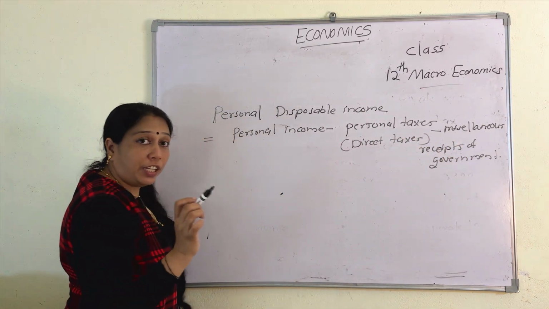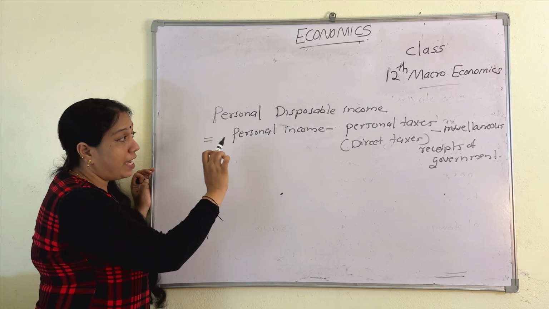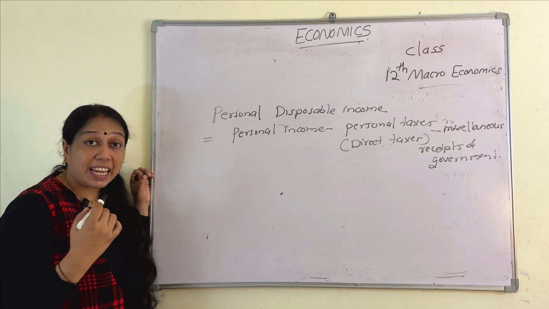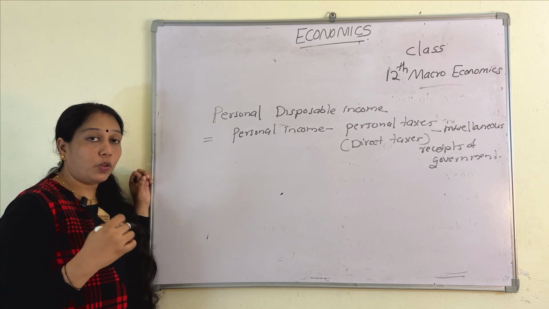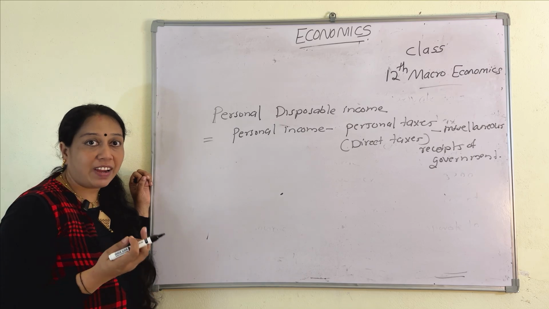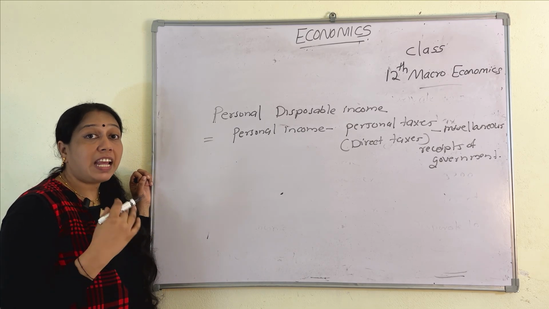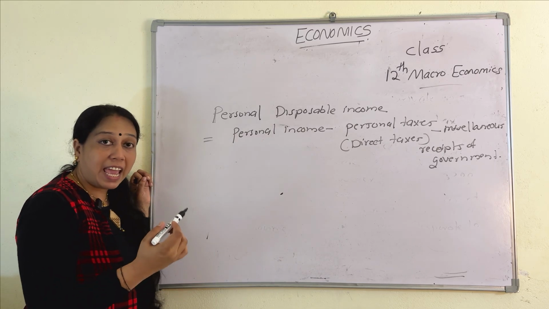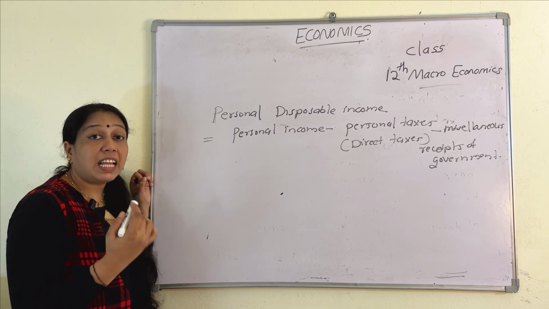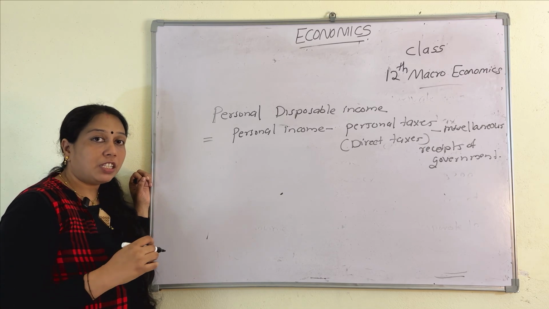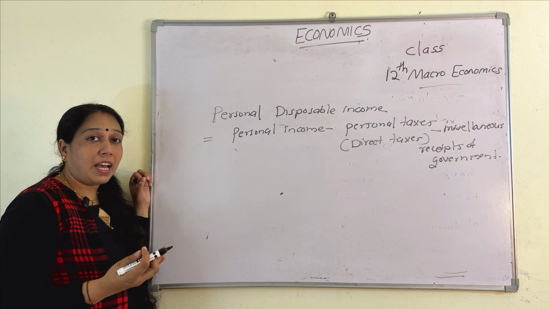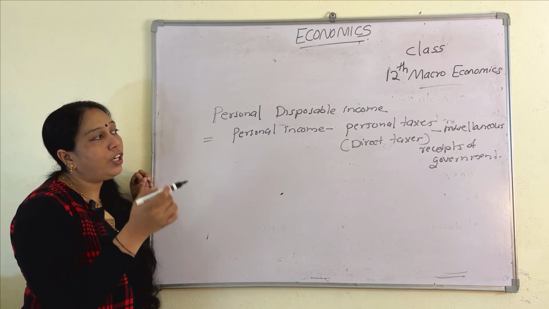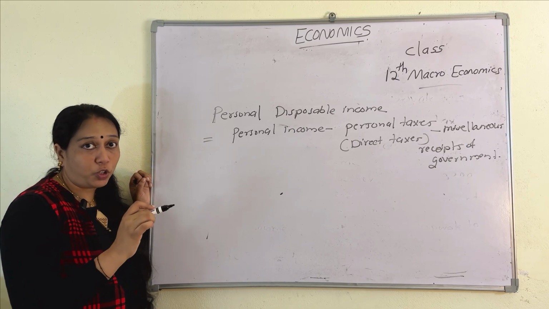So the formula to find out the personal disposable income is personal income minus personal taxes. Personal taxes means it is direct tax paid by the people to the government. That is income tax, wealth tax, house tax. These are the direct taxes. So from the personal income, personal taxes have to be deducted. Likewise, miscellaneous receipt of the government means the people giving fines, penalties, fees like that to the government. That is a miscellaneous receipt of the government. That also you have to deduct to find out the personal disposable income.